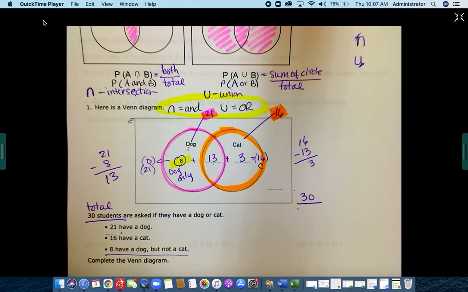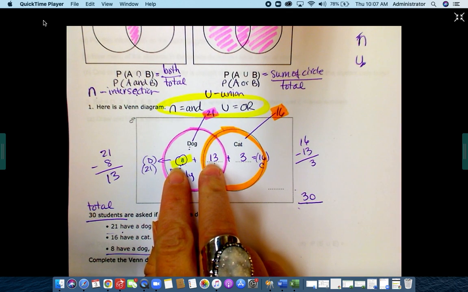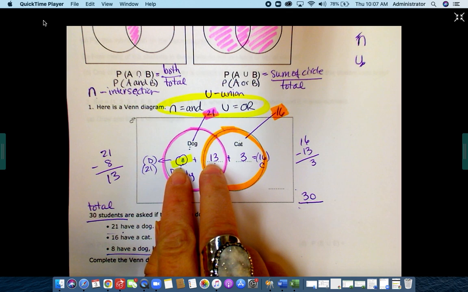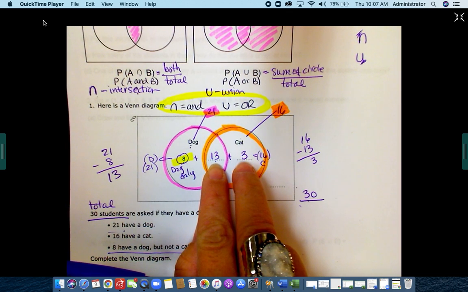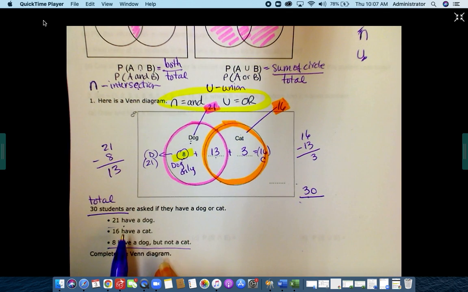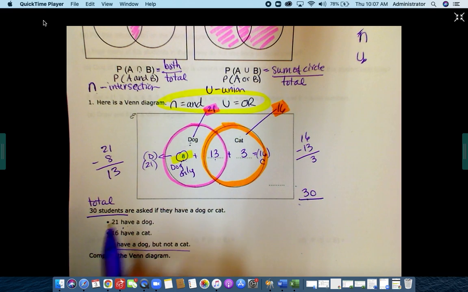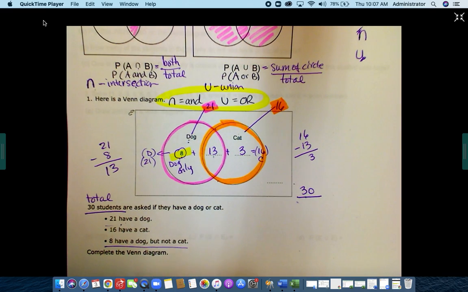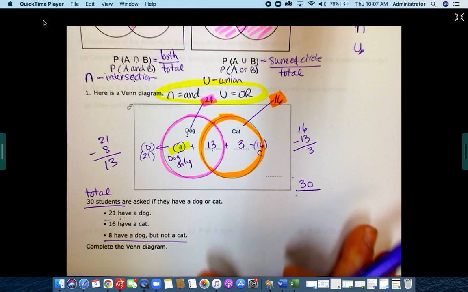So let's see if this makes sense. 8 plus 13 is 21 people having a dog. 13 plus 3 means that 16 people have a cat. So when you read these statements, the biggest mistake students make is they automatically go, oh, 21 have a dog. 21. Wrong. 21 is the total for the dog circle.